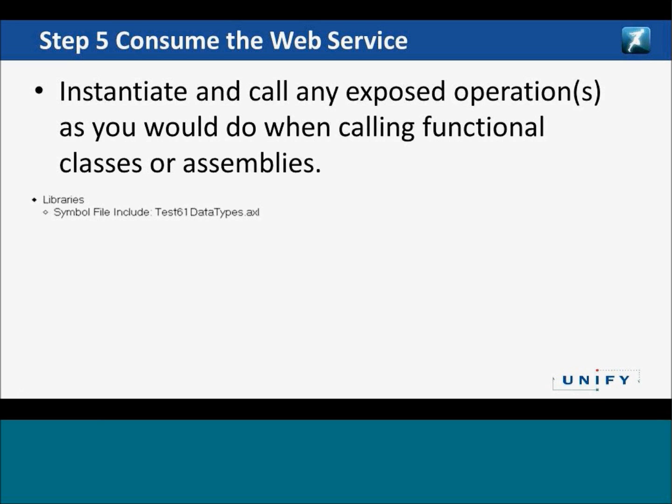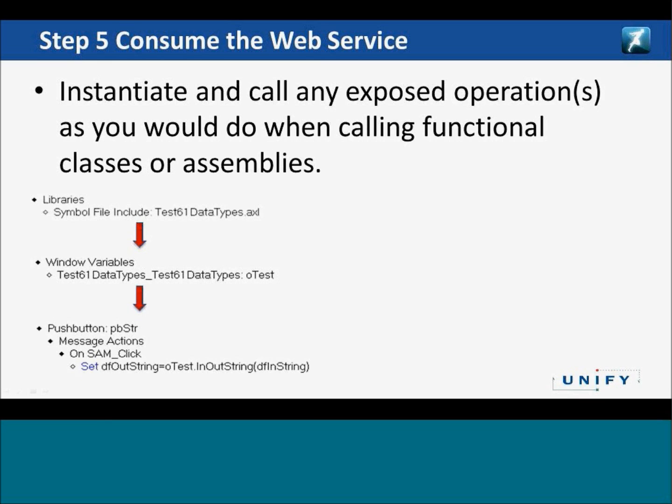So here's the symbol file include of a web service, for example, and then you have the variable definition of a web service class, OTest in this example. And then when somebody clicks on the PP string button, you call otest.inoutString and pass to that web service operation a data field with a string in it. So a data field with string data type. And that then is being set into a different data field.